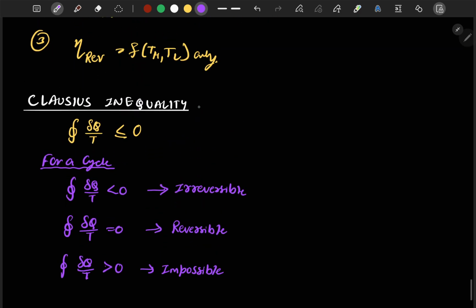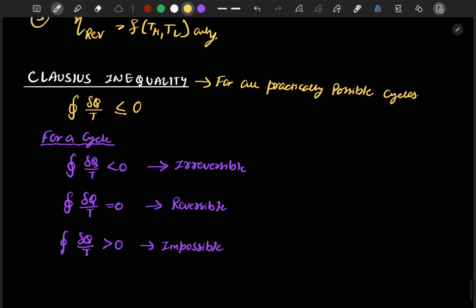Okay, so this Clausius inequality is for all practically possible cycles. Okay, next we will study reversible and irreversible processes one by one.